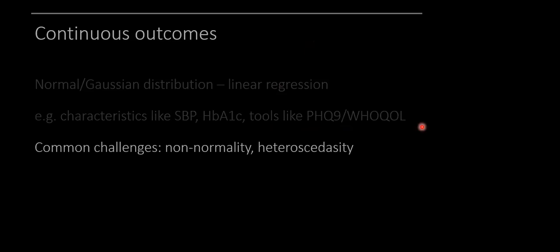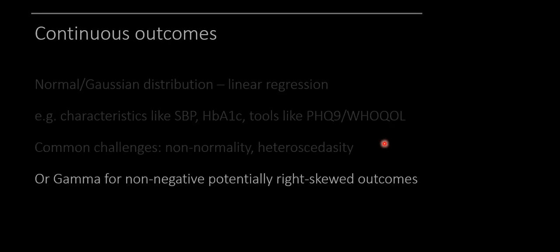Common challenges with this type of modeling approach are things like when the assumptions break down, so when the distribution isn't normal, or when there's heteroscedasticity, which again I don't have time to go into detail here, but that would be when the variance isn't as you expect it to be. It isn't a constant variance.